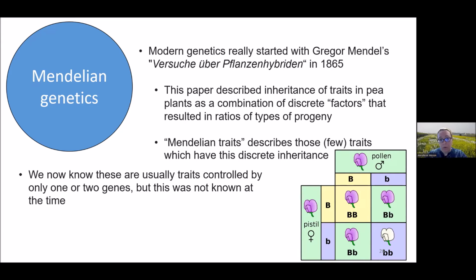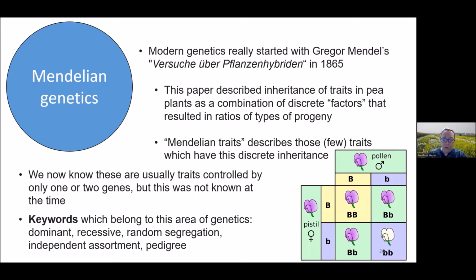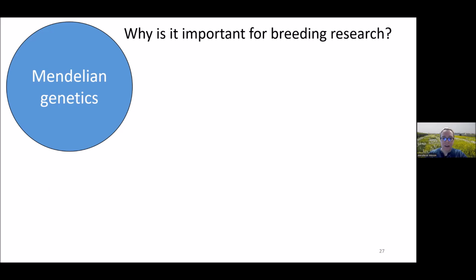at the time. This is long before the discovery of DNA sequences or of any actual molecular way of conveying genetic information from one generation to the next. But he established that there are these discrete factors which can then be inherited in the progeny in predictable ratios. So we sometimes see these keywords: dominant, recessive, random segregation, independent assortment, or pedigree. These belong to the Mendelian genetics area.